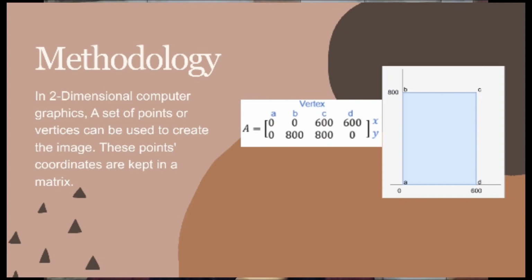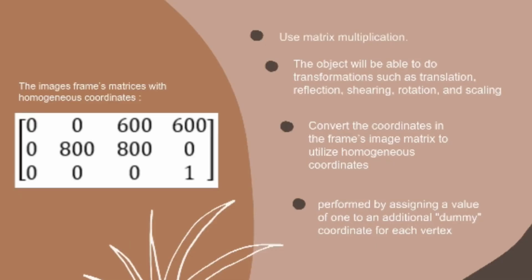In two-dimensional computer graphics, a set of points or vertices can be used to create the image. These points' coordinates are kept in a matrix like the one below. In 2D photo editing, these four vectors form a rectangle which can be a frame that can be presented on the screen. We can use a basic technique in linear algebra, which is matrix multiplication, to solve this. The object will be able to do transformations such as translation, reflection, shearing, rotation, and scaling as a result of this. All of these transformations are used in 2D photo editing.